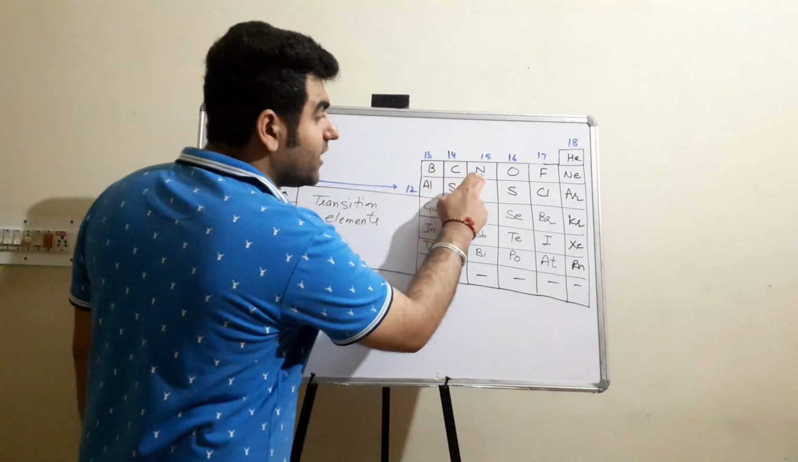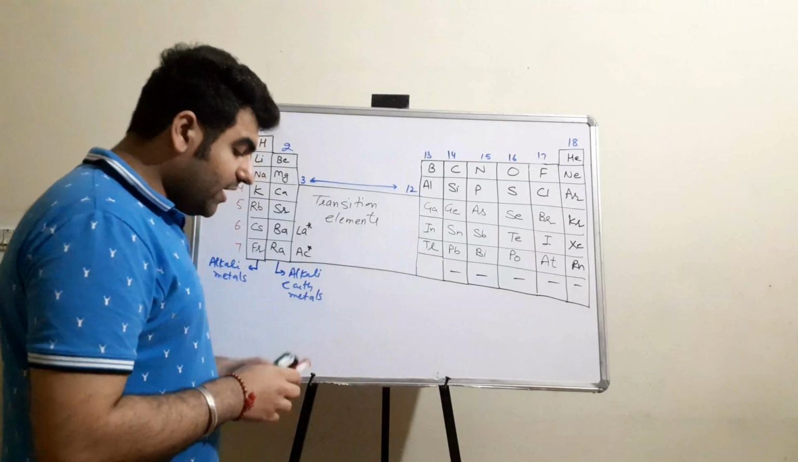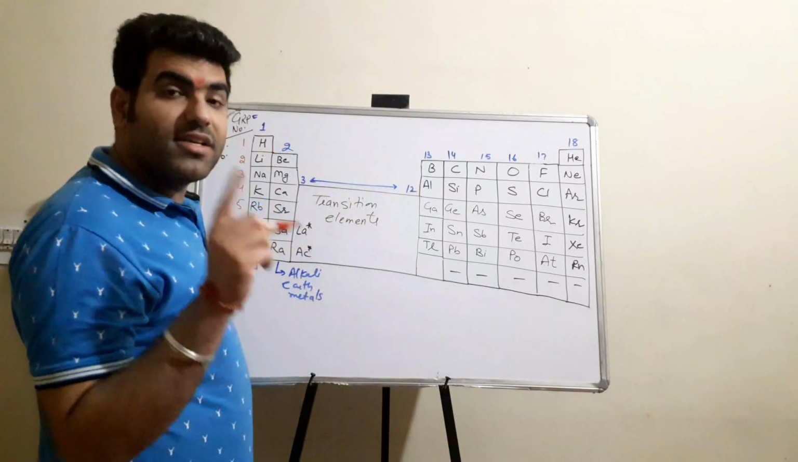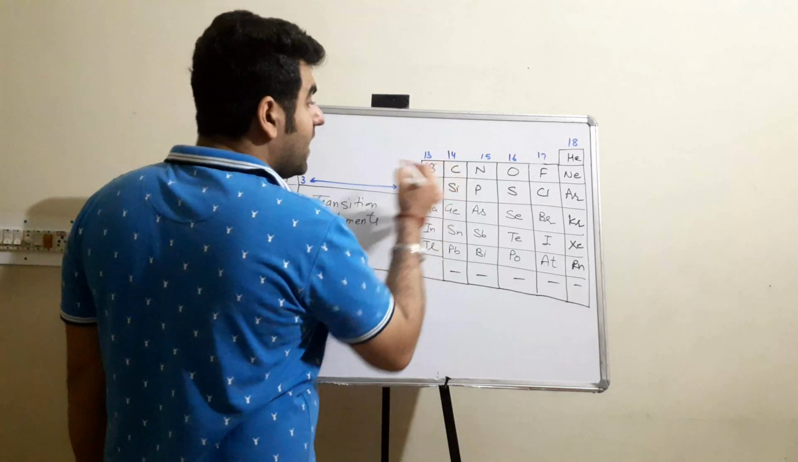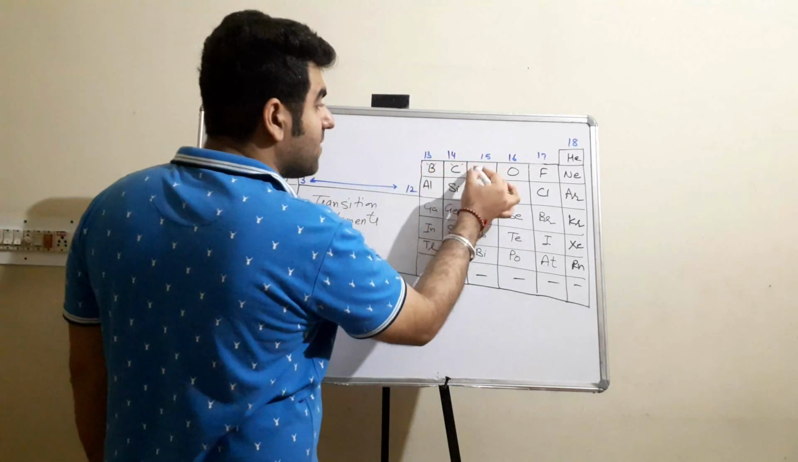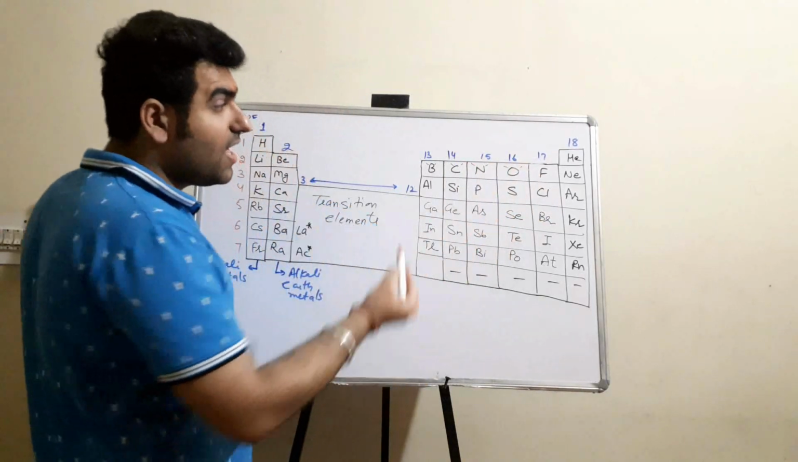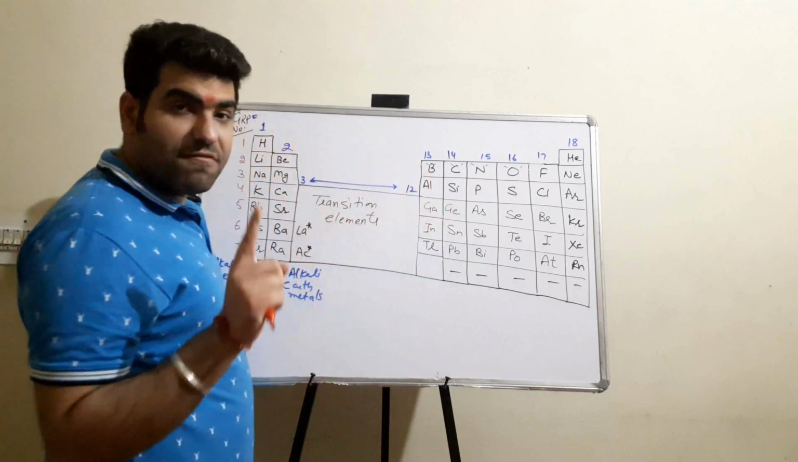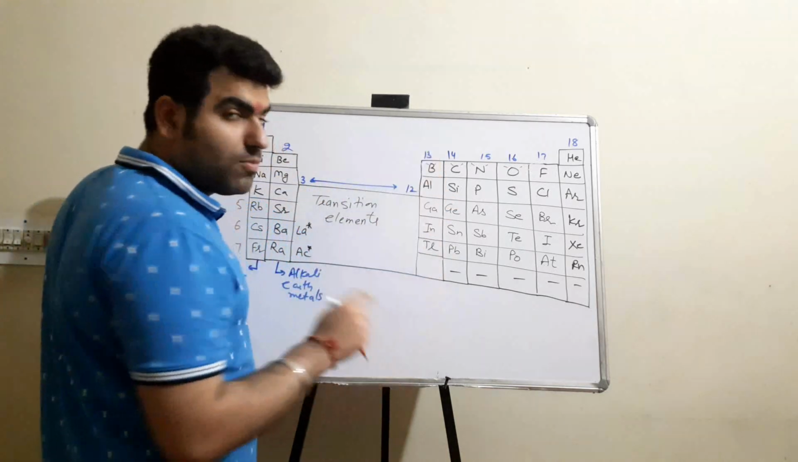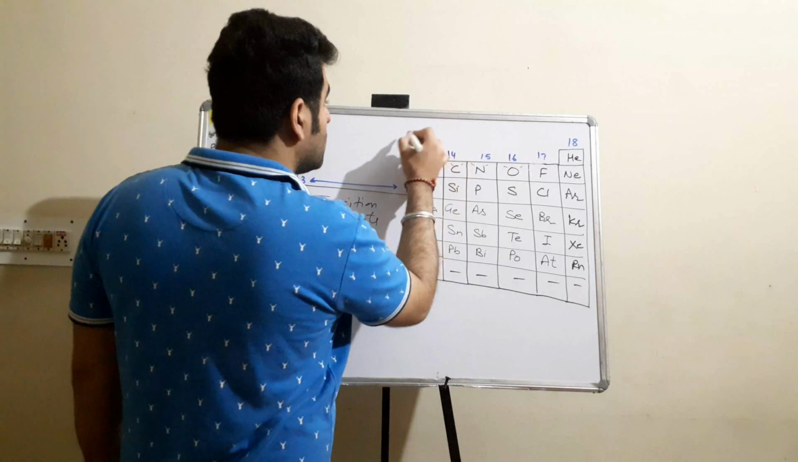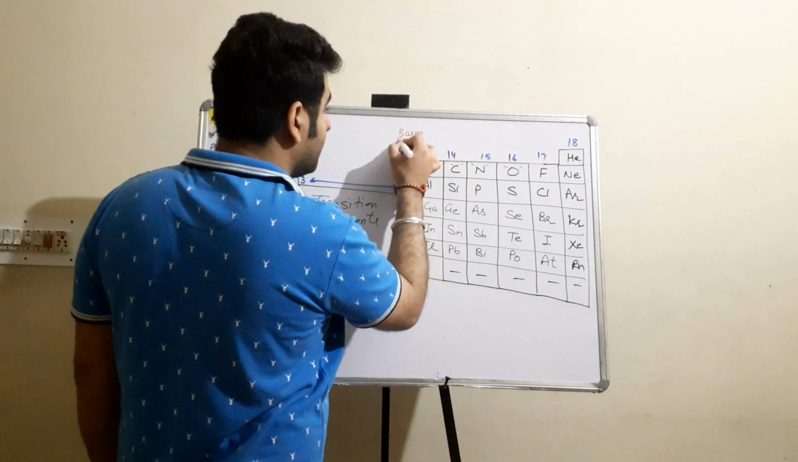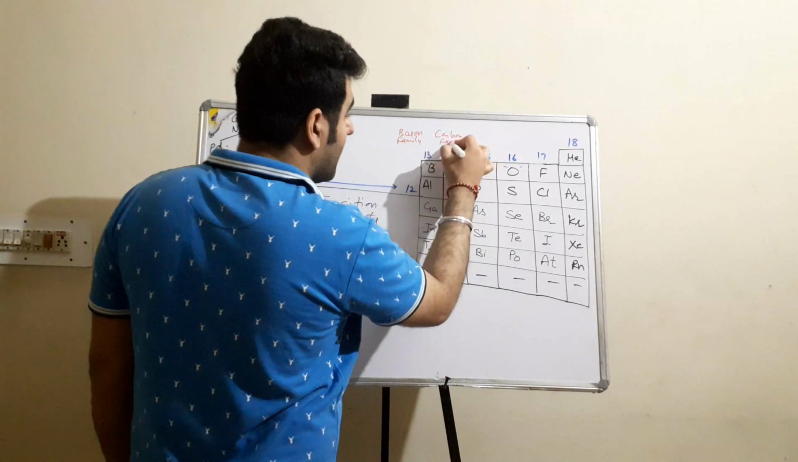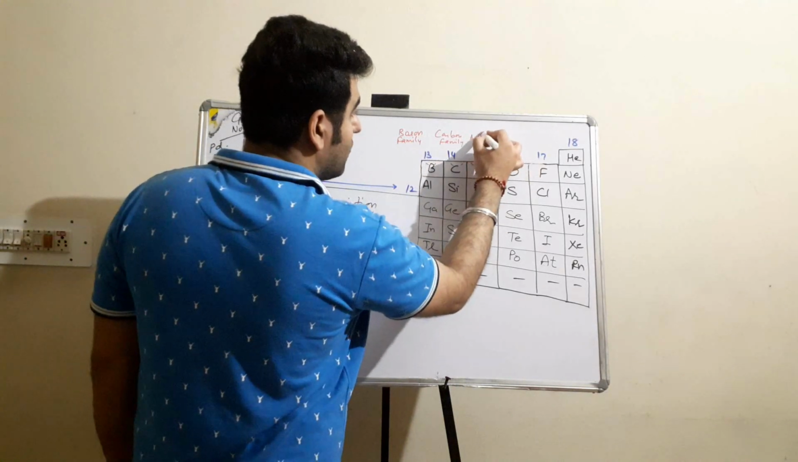In 13, 14, 15, 16, they are all known as representative elements. Representative element is the first element of the group. Here the first element is boron, here is carbon, here is nitrogen, here is oxygen. Now, the entire group is named based on the first element. So this group is known as boron family. This is known as carbon family. Group 15 will be known as nitrogen family.